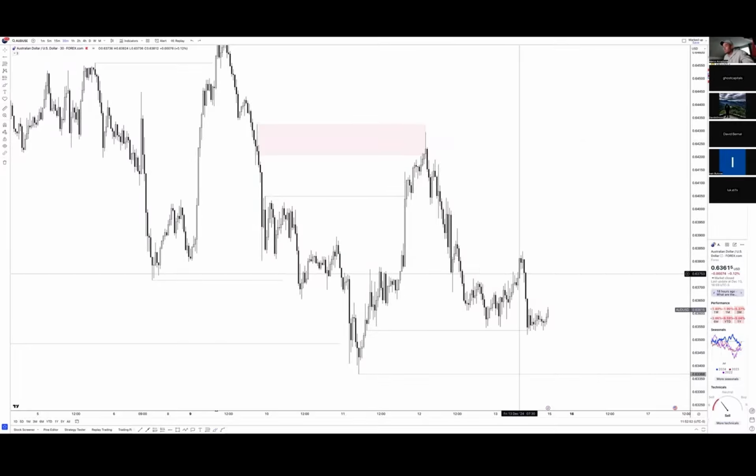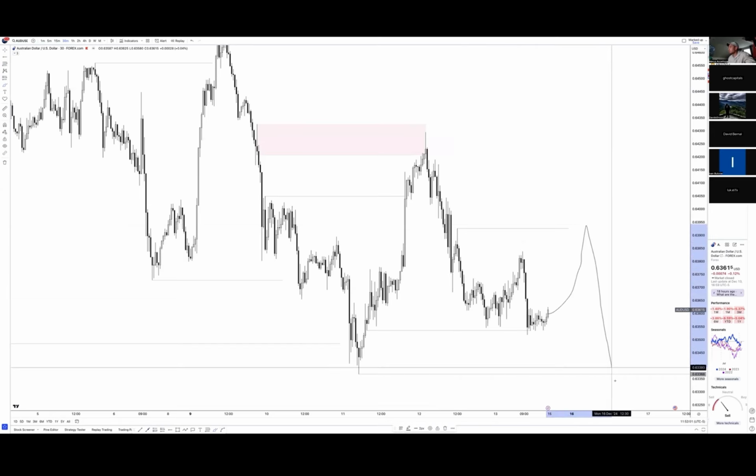Where are we going to go next? I'm not too sure. We could maybe just have a short-lived buy. Maybe it comes back up here, traps liquidity here, and then continues off. Okay? Just have to play from liquidity to liquidity.